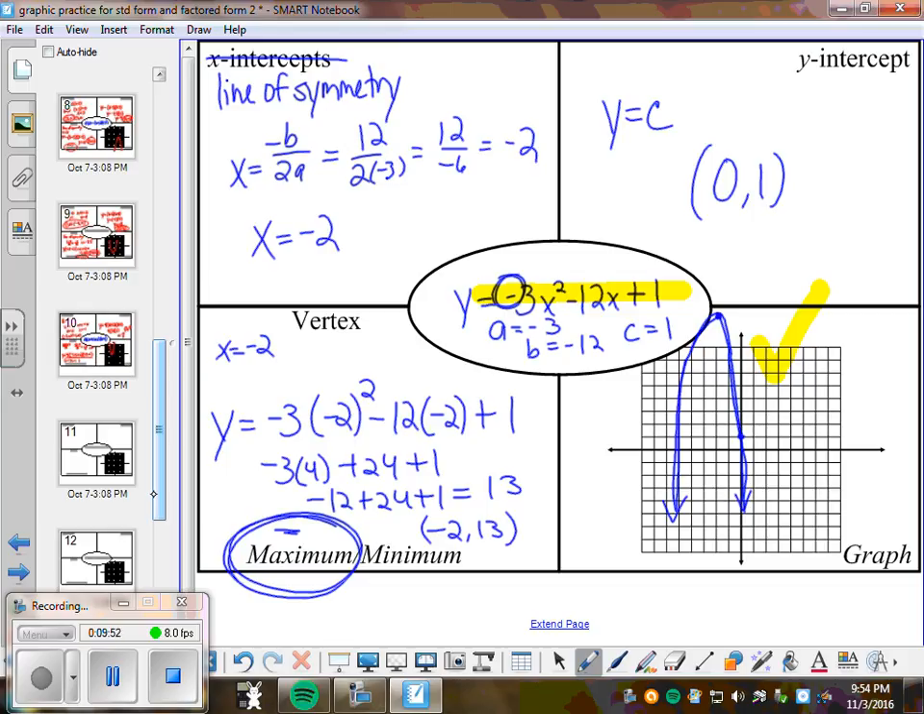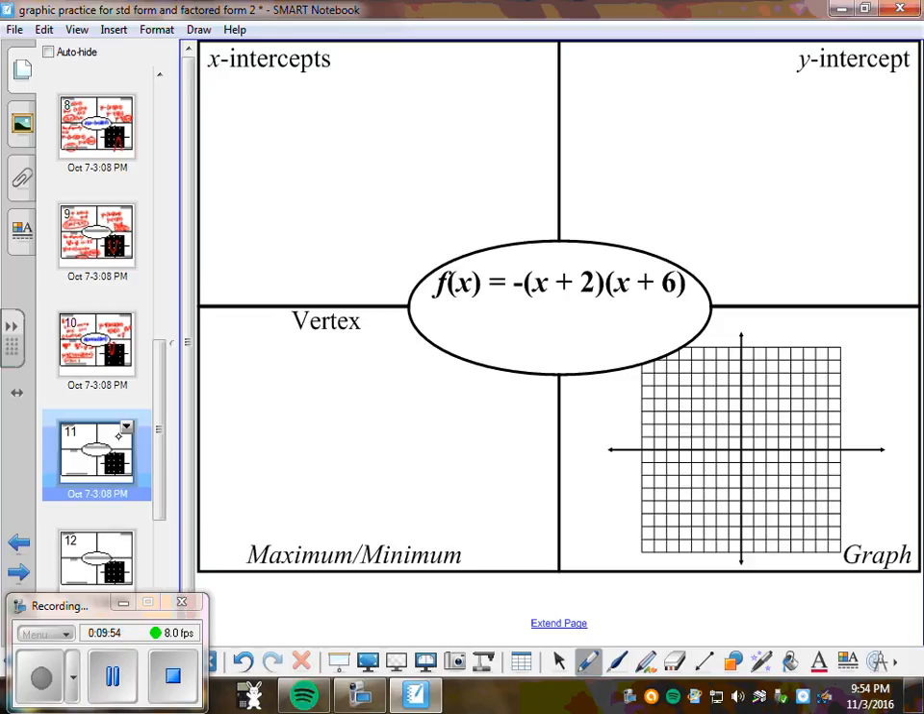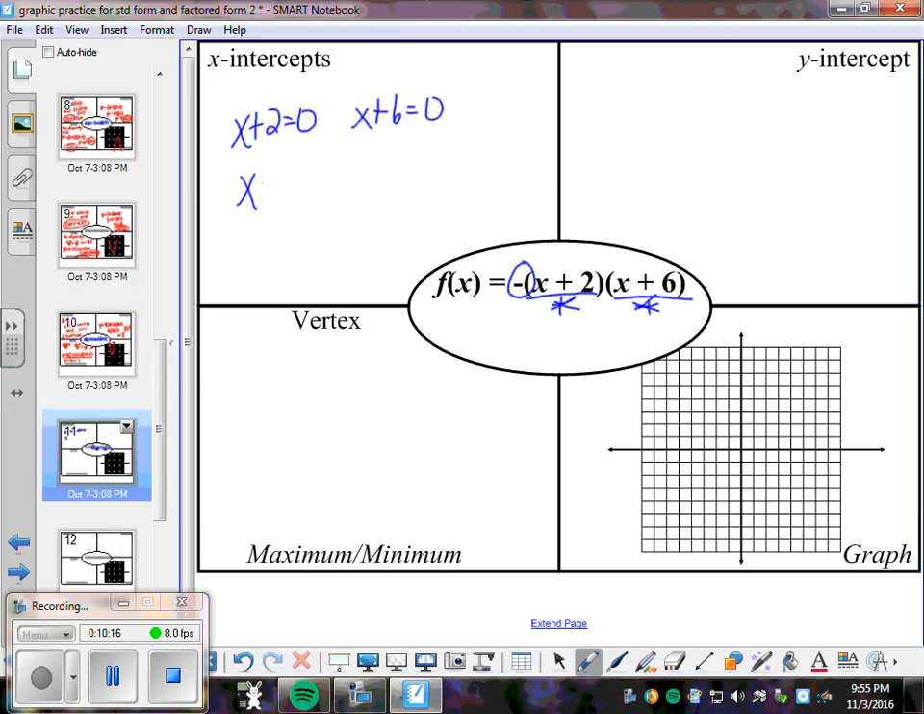Okay, let's look at a factored form. Now we are going to find x-intercepts. And we know it's factored form because it's in parentheses. Don't forget about this negative in front. All right, x-intercepts, you set these factors equal to 0. Solve for x, so x is negative 2, x is negative 6.